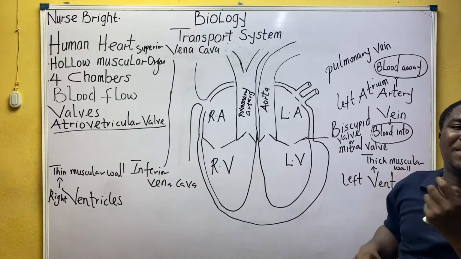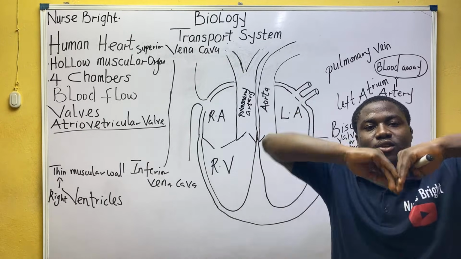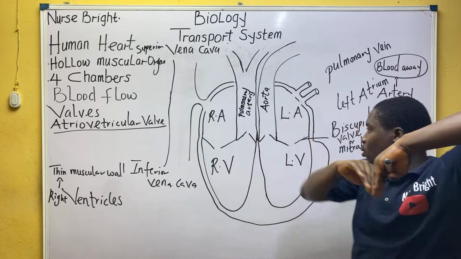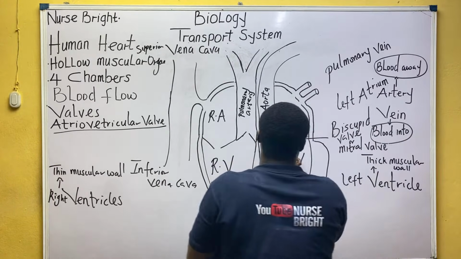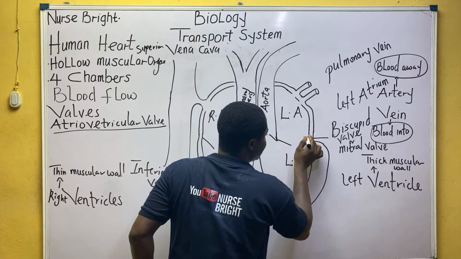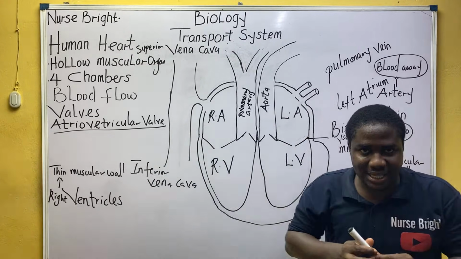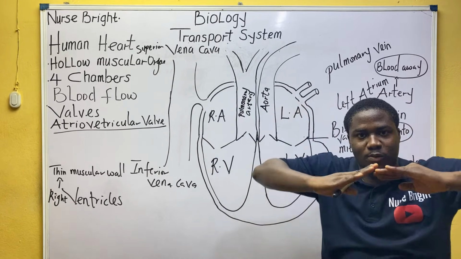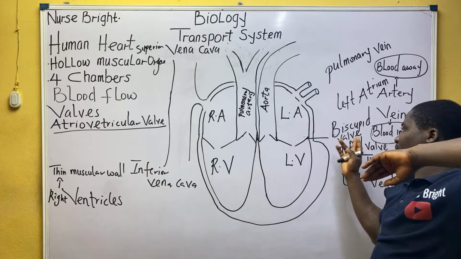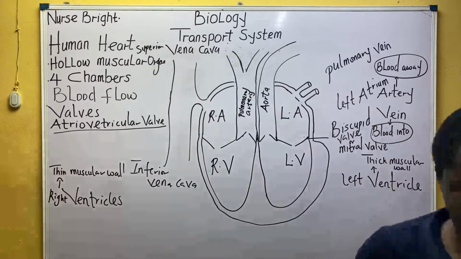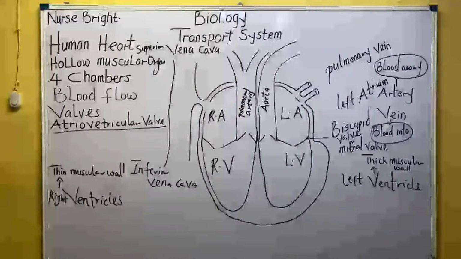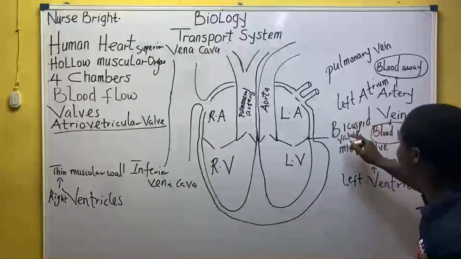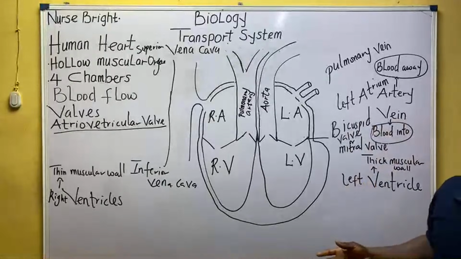Bi means two cups. When it opens like this, that's two cups or two flaps. They are together like this, so it opens like this and goes back. That's two cups. Bicuspid valve. That's two cups. That's what that means.